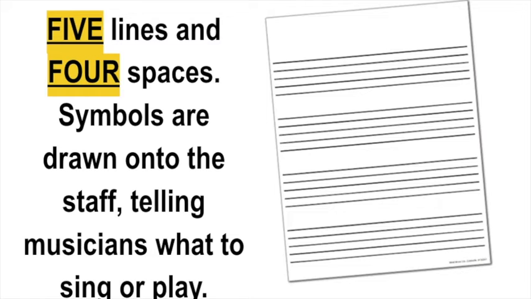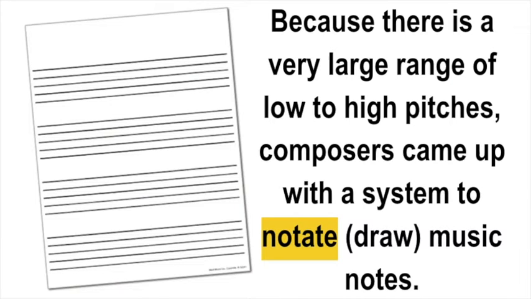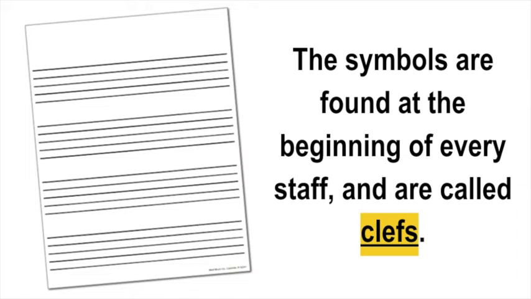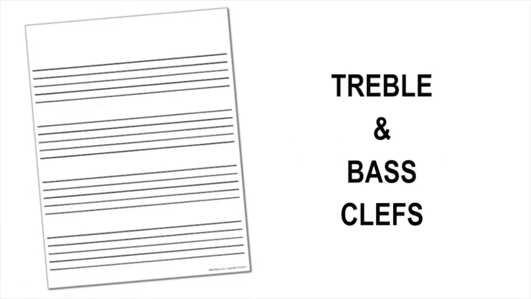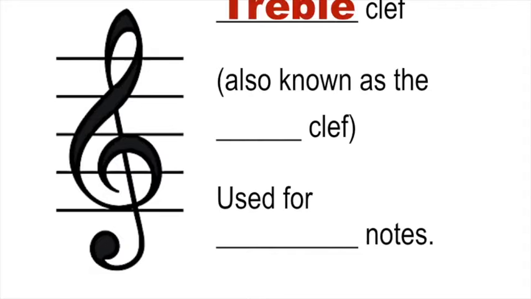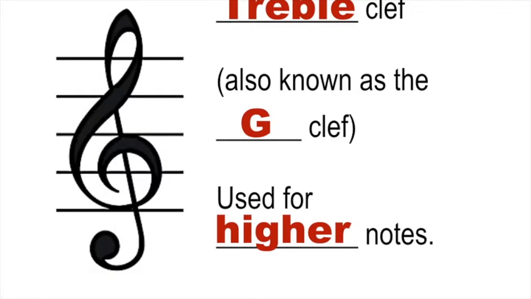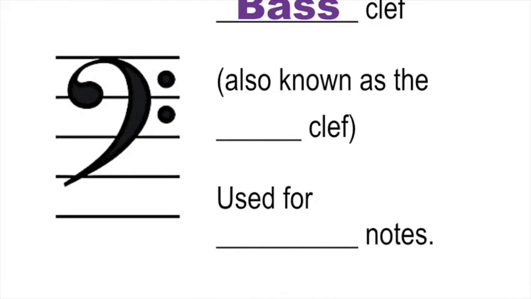Because there is such a very large range of low to high pitches, composers came up with a system to notate or draw music notes. We'll start that today. The symbols found at the beginning of every staff are called clefs. Our study will only include the treble and the bass clefs, but there are more. The treble clef is also known as the G clef, and it is used primarily for higher notes. The bass clef is also known as the F clef. We use the bass clef primarily for lower notes.